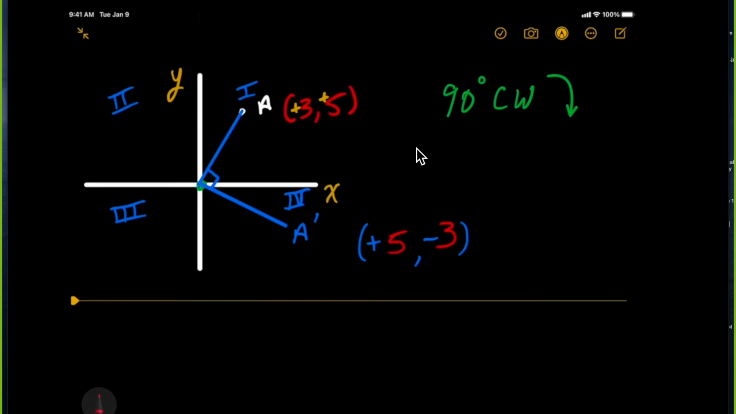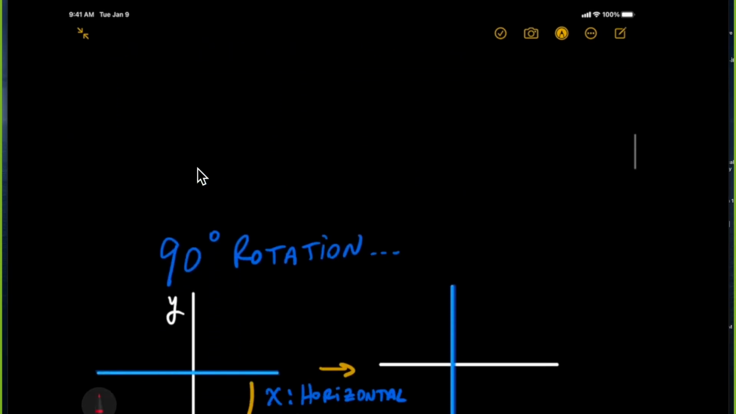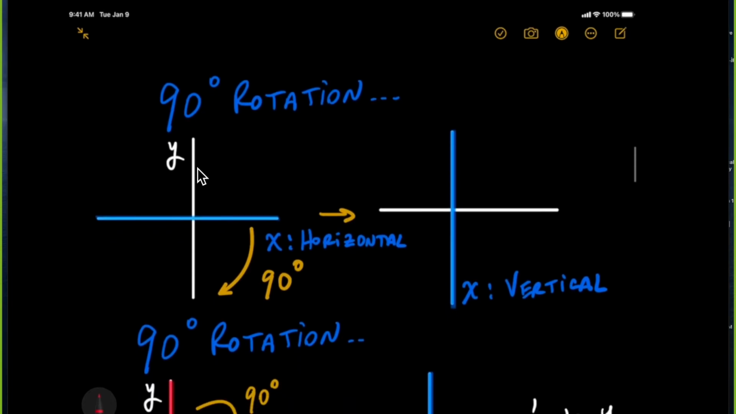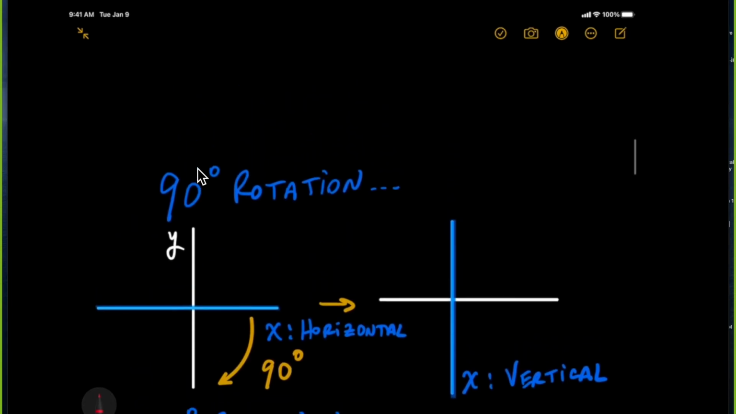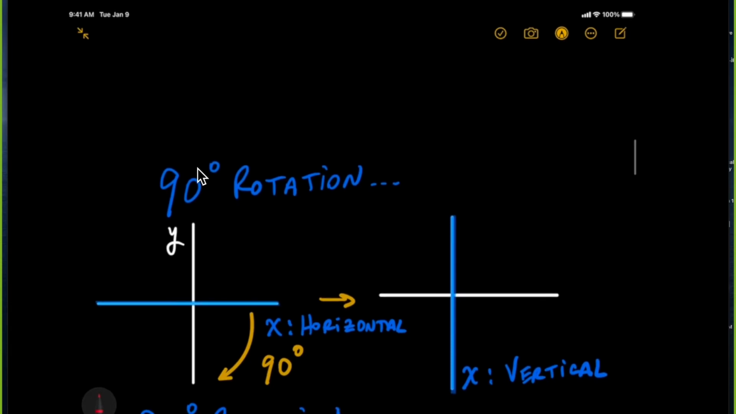So let's talk about why I was able to do what I did. Specifically, let's talk about why when you're doing a 90-degree rotation, you flip the x and the y just like we did. Okay, let's look at a 90-degree rotation. When you have a 90-degree rotation, initially your x-axis is associated with the horizontal. But when you rotate 90 degrees, and it doesn't matter whether you go 90 degrees clockwise, like this arrow is showing, or counterclockwise, the x-axis is now vertical. X was originally horizontal, now it's vertical.